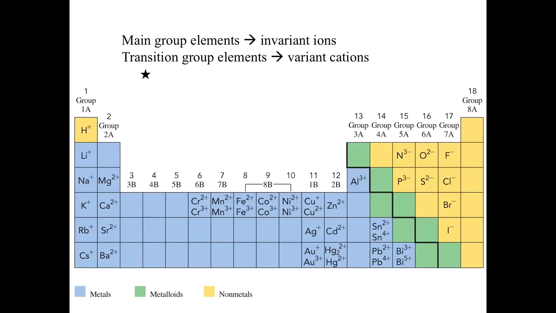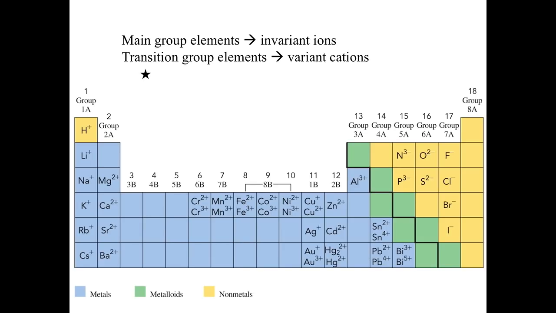Okay, so let's recap what we have talked about so far. We talked about that main group elements, when they become ions, they will be invariant ions. So again, let's take a look at the metal side. If you're in group 1A or in group 2A, you are a main group element of metals, so you will always have the same charge. Group 1A will always have positive 1. Group 2A will always be positive 2. And if you are in group 7A, you are always negative 1. Group 6A, you are negative 2.